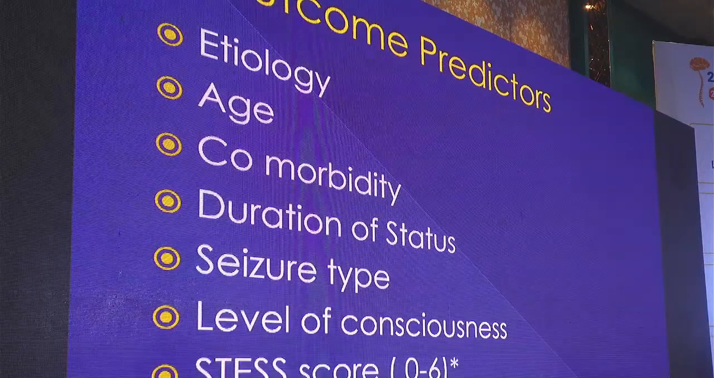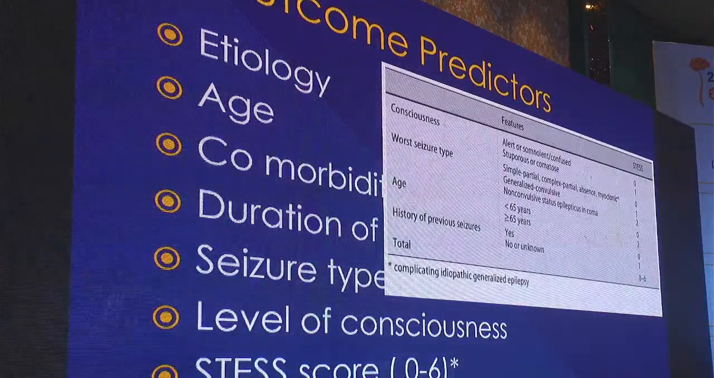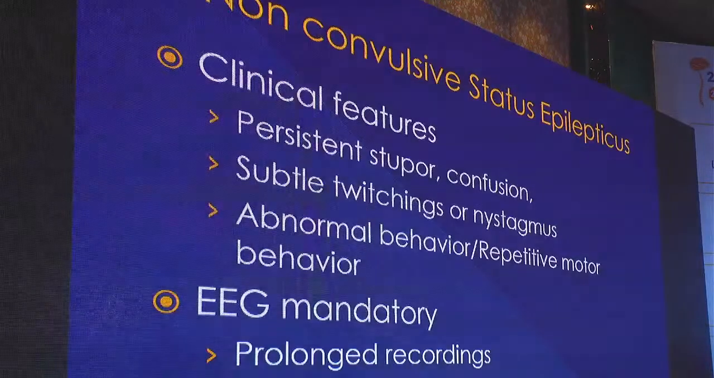So there have been attempts to grade status and try to predict early on what is likely to be the outcome. One of them is this score, which has used the same features, that is the consciousness, the type of seizure, the age, and the previous seizure history, to come up with a scoring system. The maximum score is 6, and anything above 3 is a poor prognosis.